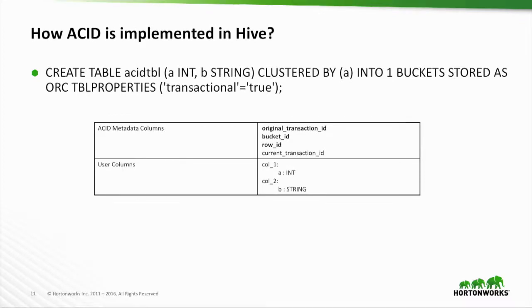As I mentioned, every row is decorated with this row ID, and it serves as an internal primary key and consists of several parts, one of which is the transaction ID that initially created the row. The others are the bucket ID and the row ID, which is essentially the sequential numbering of the rows as they're being written to the file.